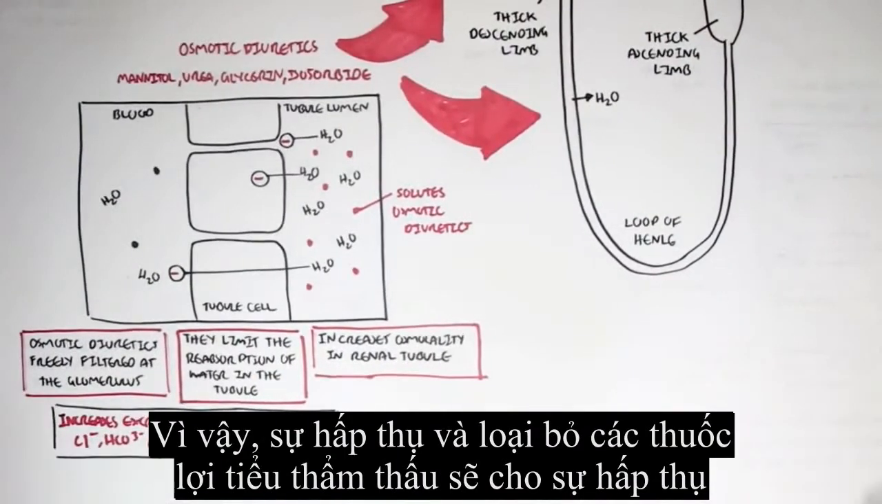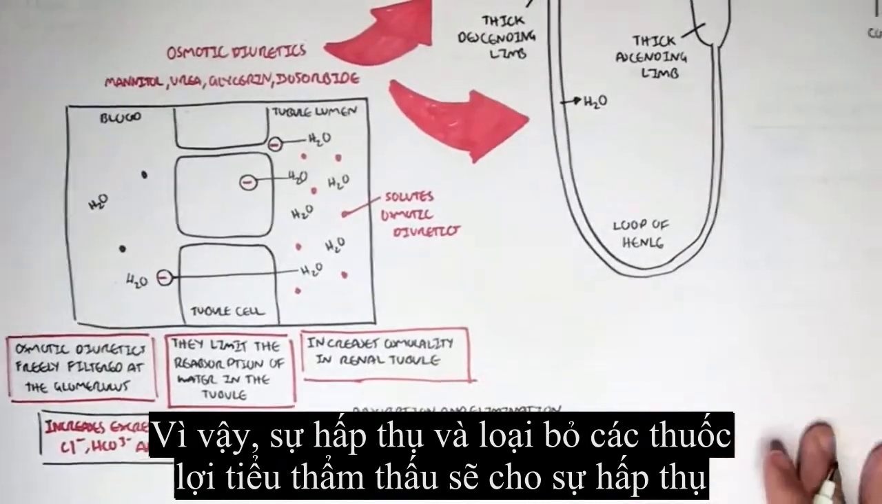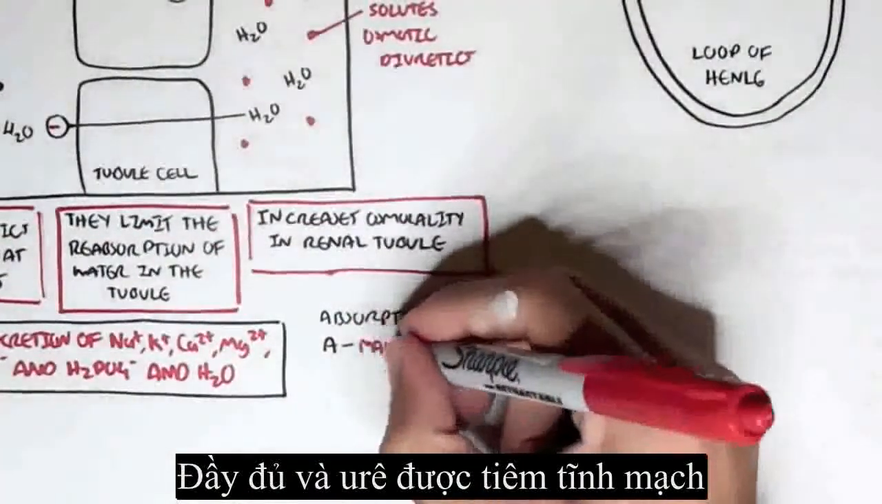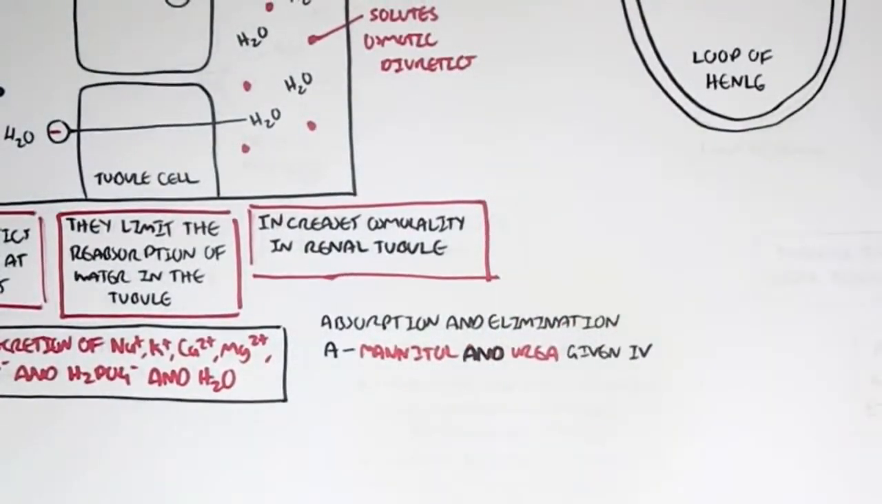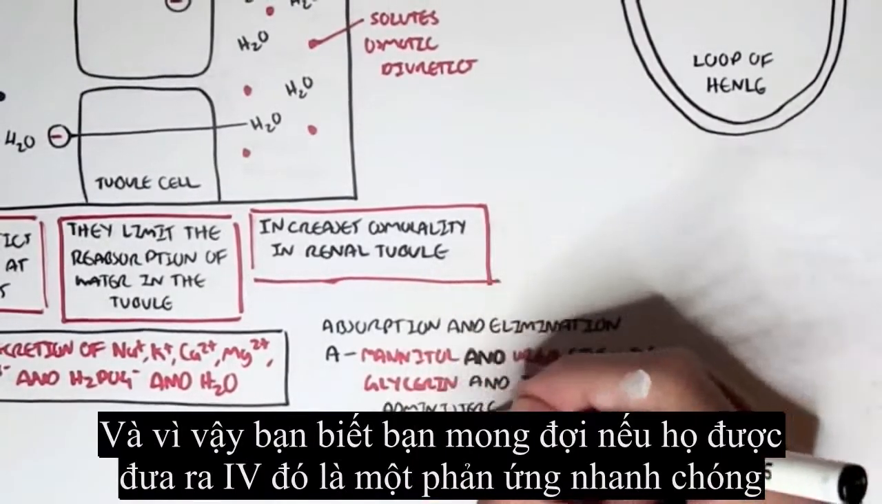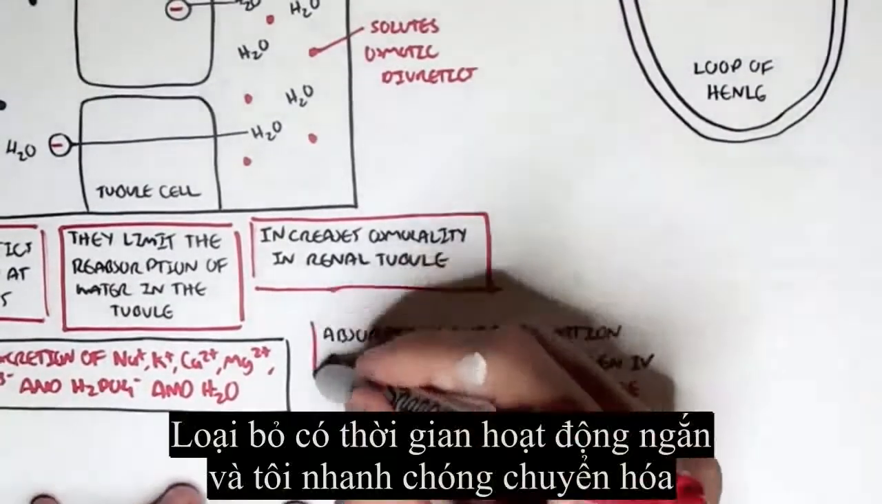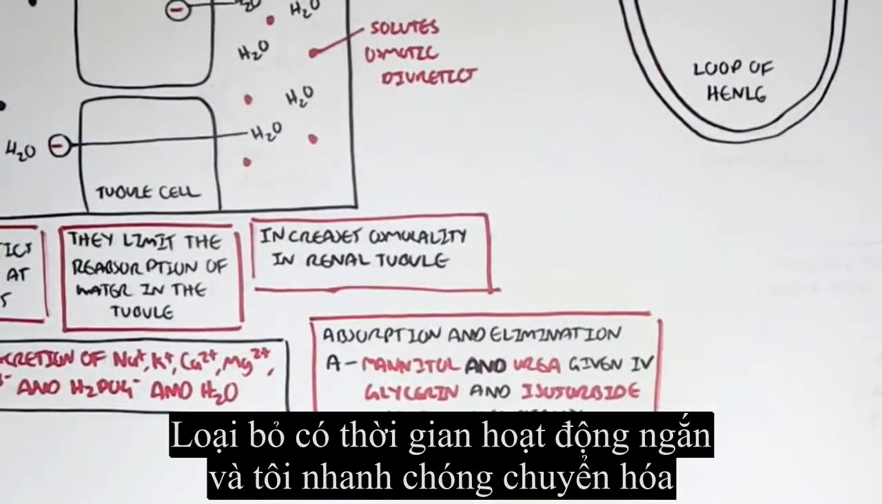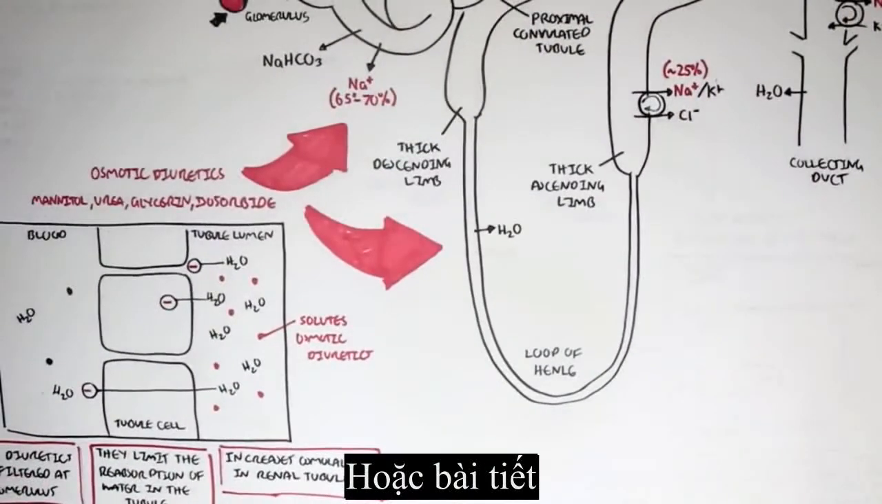As for the absorption and elimination of these osmotic diuretics, mannitol and urea are given intravenously, while glycerin and isosorbide are administered orally. And so you'd expect that if they're given IV, that's a quick response. Elimination: they have a short duration of activity, are quickly metabolized, and are excreted through the urine.